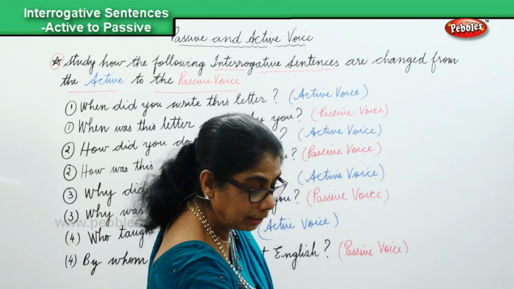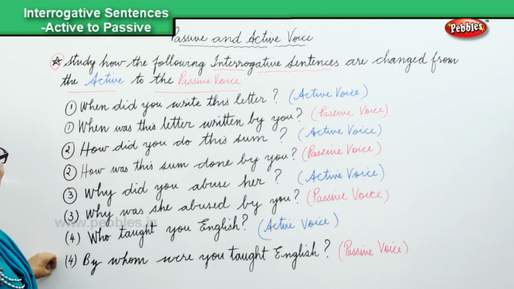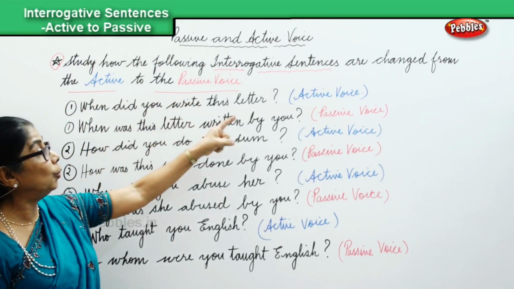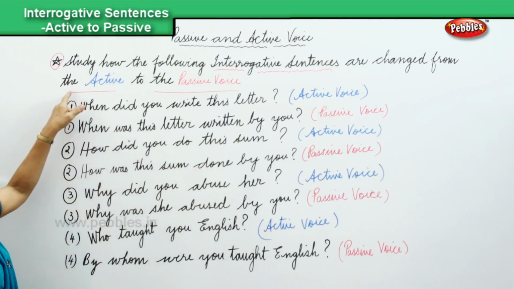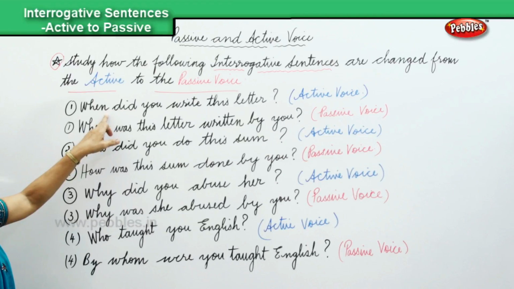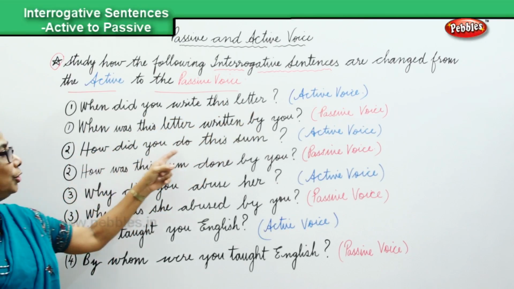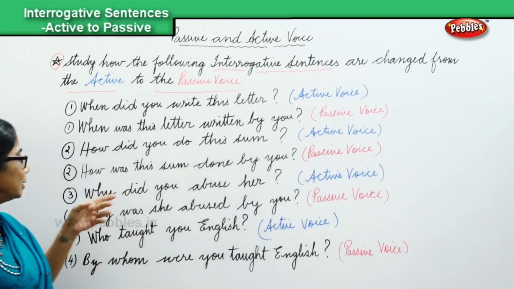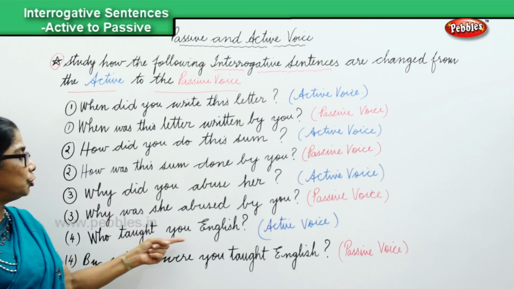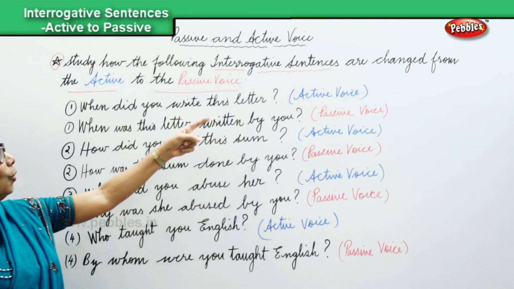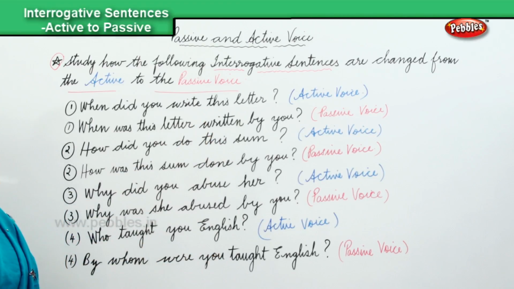What are we looking at in these? We are looking at the four sentences, and how all these interrogative sentences are changed from active to passive. First, when did you write this letter? Active voice. How did you do the sum? Active voice. Why did you abuse her? Active voice. Who taught you English? Active voice. So all of them are interrogative sentences, and we change them into passive.